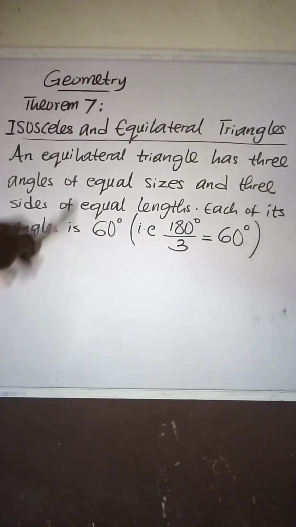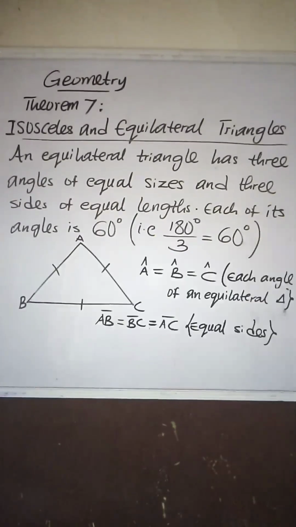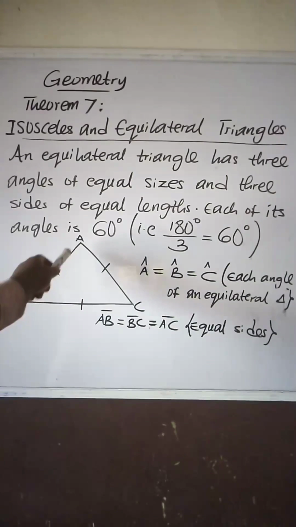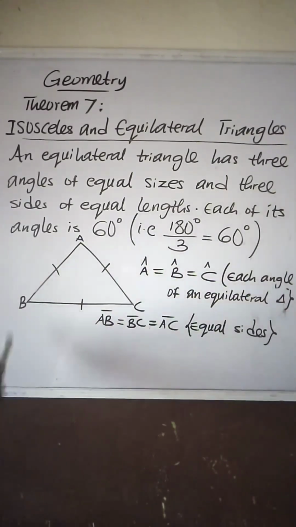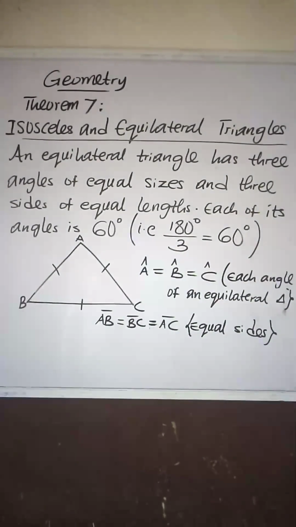Now let's draw a triangle to explain what equilateral triangles are. Each angle is equal to one another, that is A equals B equals C. And also side AB equals side BC, and that is also equal to side AC.